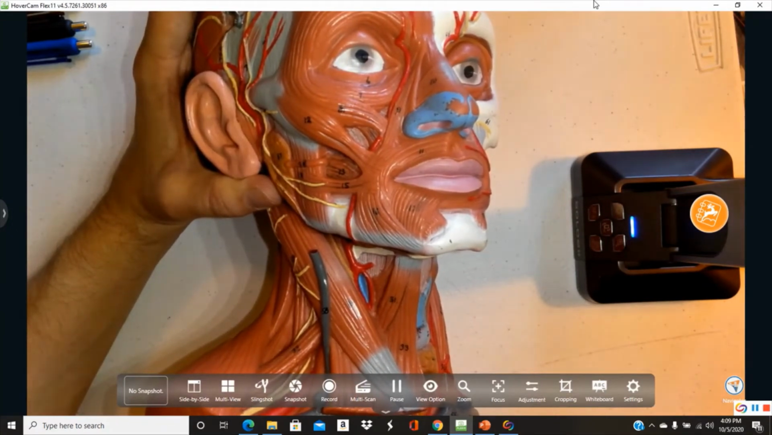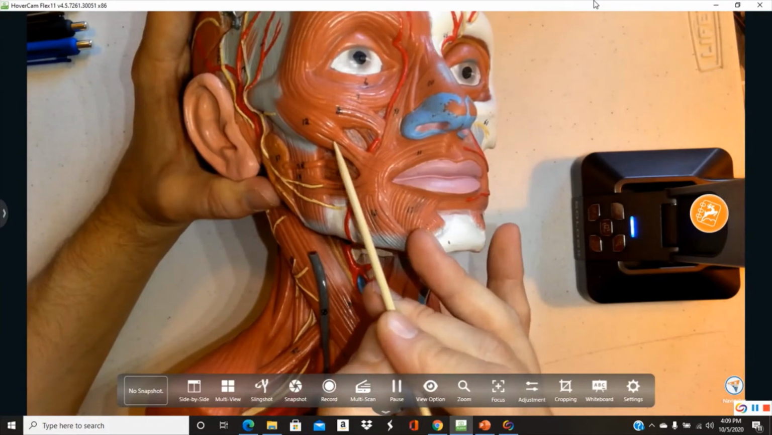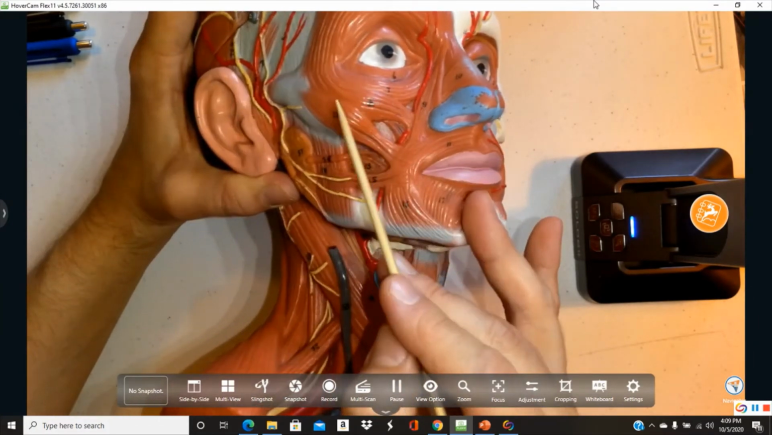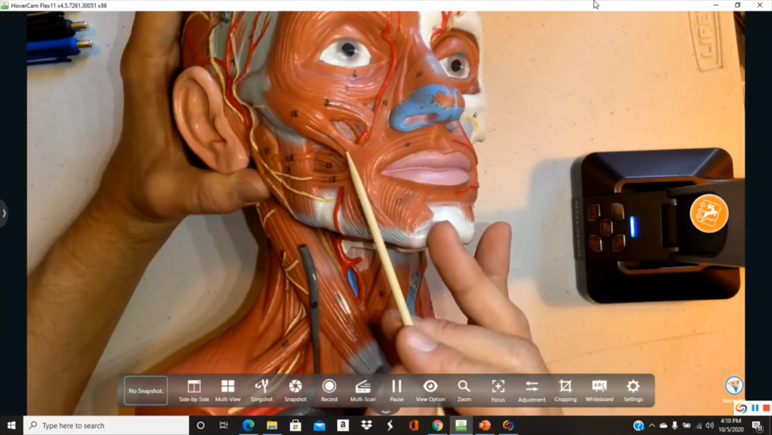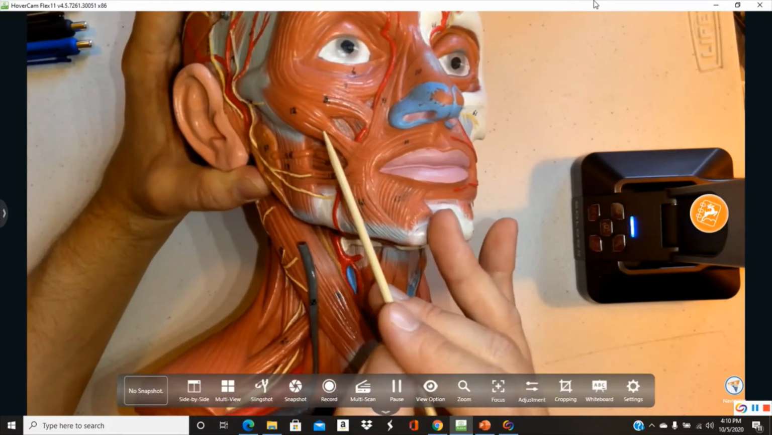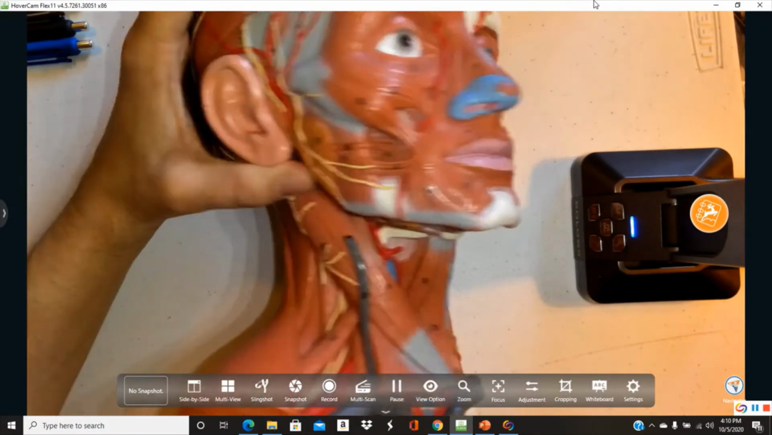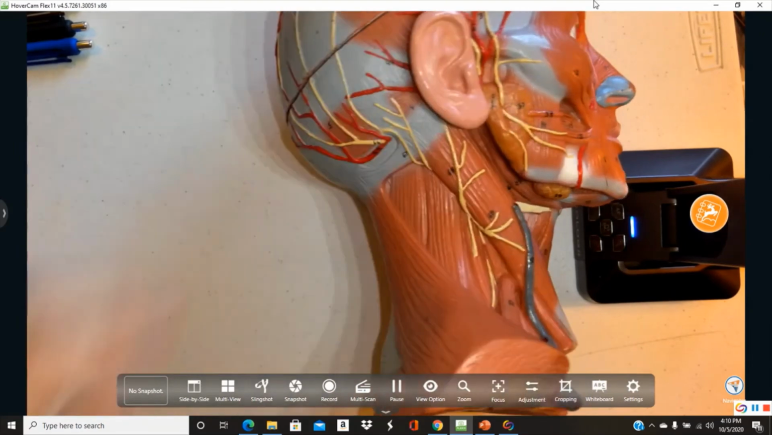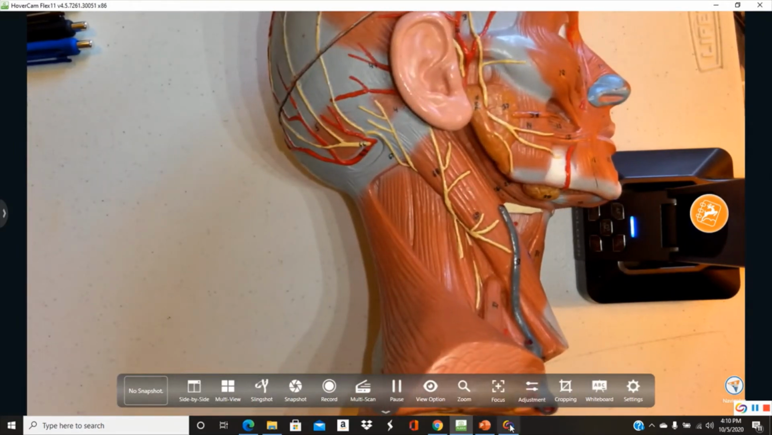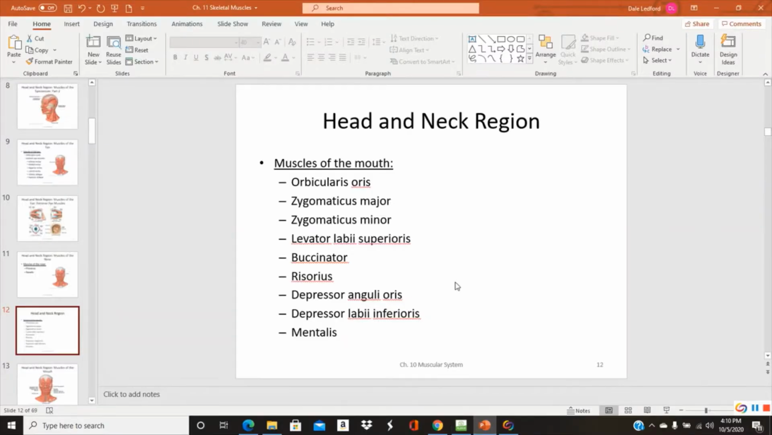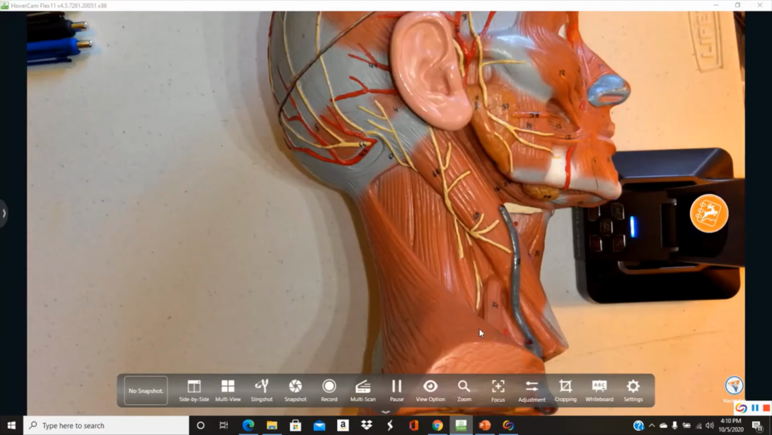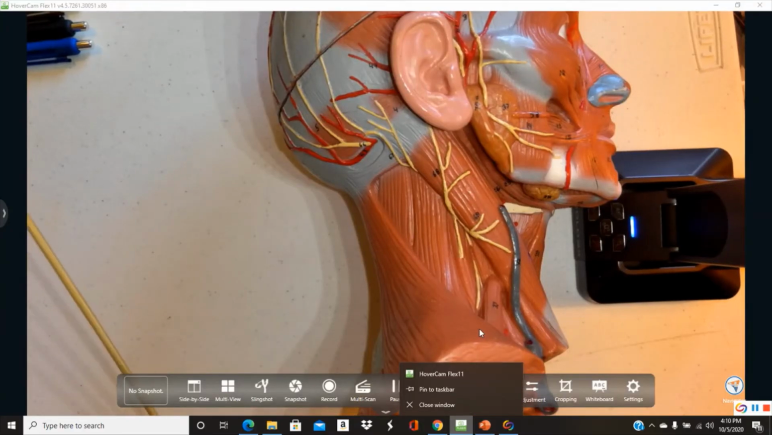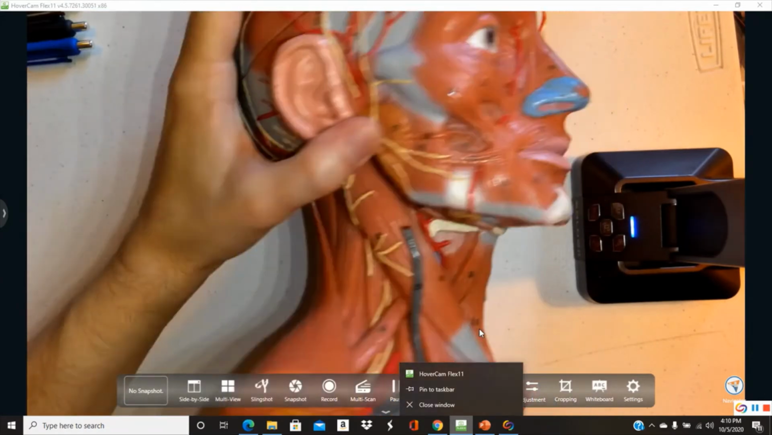Okay, so zygomaticus major, zygomaticus minor. They come off the zygomatic bone down towards the mouth. Now, as we continue to turn our attention to those muscles around the mouth, we find the levator labii superioris. That name says a lot. Levator, lifts; labii, lips; superioris, from above. This is the muscle that lifts the lips from above the lip.